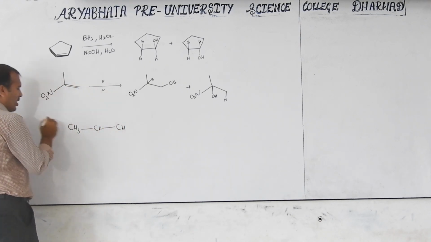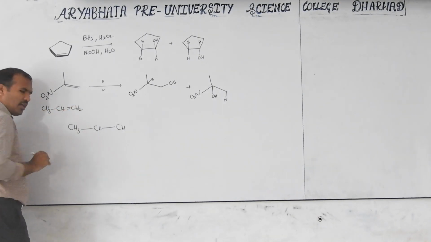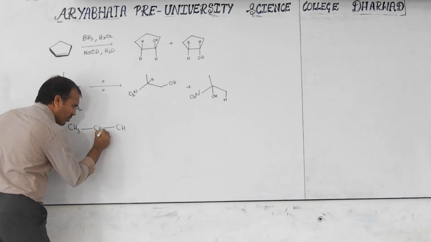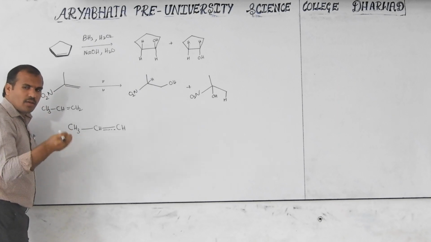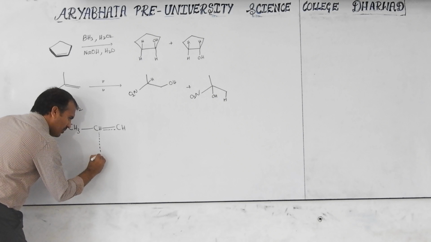This is one of the alkene members: CH3, double bond, CH3 is an alkene. Now, here one more bond is there. I want to get the double bond. It will be shown as a dotted line, not completely broken and not completely formed here. Now, this is the case.